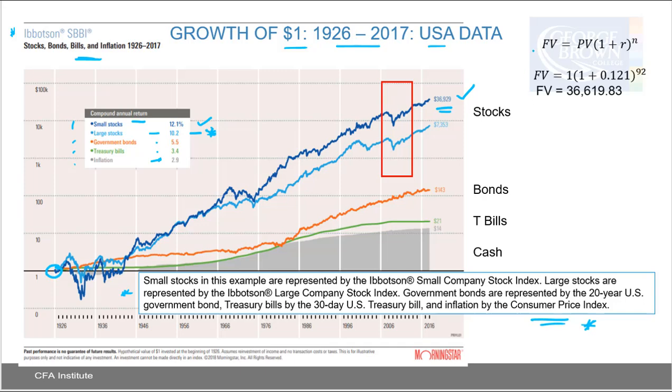And another thing, just to show you, recall that future value equals present value times 1 plus the interest rate to the power of n. So 1926 to 2017, 92 years. So if you did future value equals 1 plus 12.1% to the power of 92, the future value, which is what we learn in quantitative concepts.